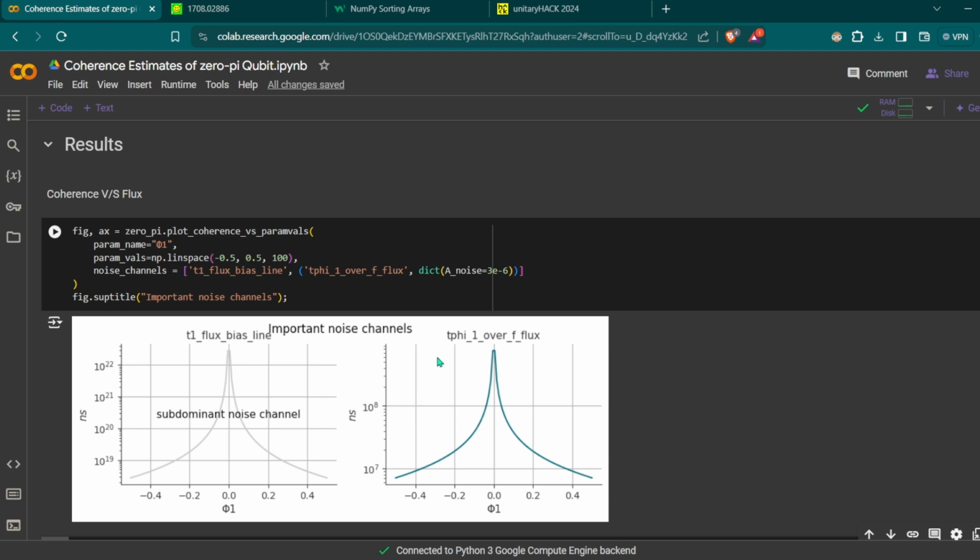And this graph over here, which is d phi 1 over f flux, gives the relation between the dephasing time and the flux, which is also a coherence effect. So we get the graph as such.